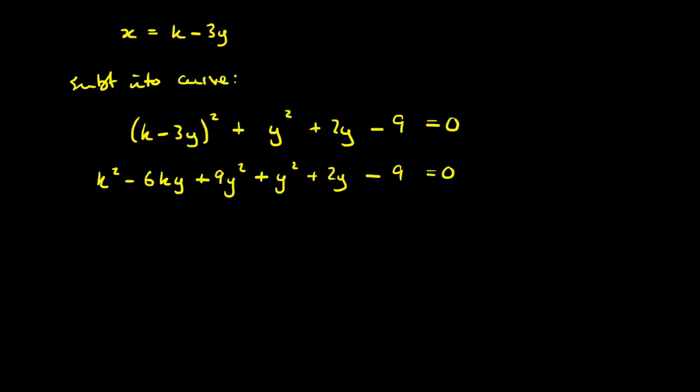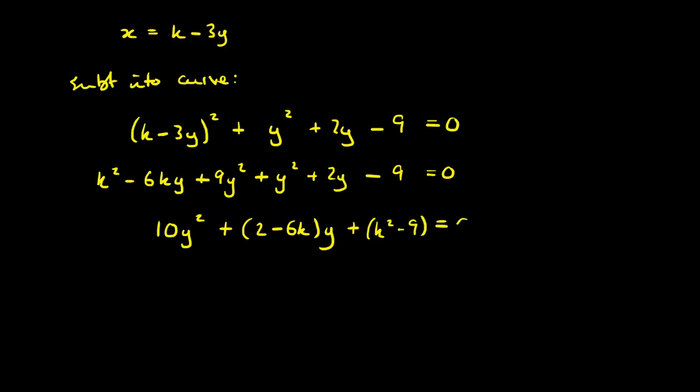Right, let's collect our terms. We've got a 9y squared plus a y squared, so that's going to be equal to 10y squared. We've got a minus 6ky here and a plus 2y there. Well, we can factorize that out to get plus bracket 2 minus 6k, y. And lastly, as our term without the y, the constant term, we've got a k squared minus 9.